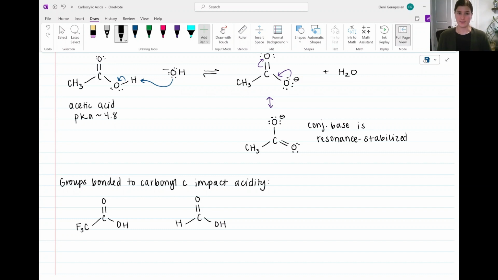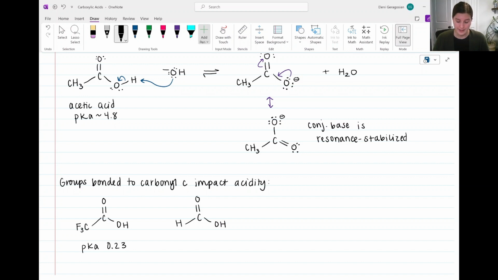Trifluoroacetic acid, we have a fluorine, which is an electronegative atom, pulls electron density towards itself through the inductive effect, and that increases the partial positive charge on hydrogen. It also contributes to stabilization of the conjugate base. So trifluoroacetic acid is a stronger acid than acetic acid. Its pKa is about 0.23.